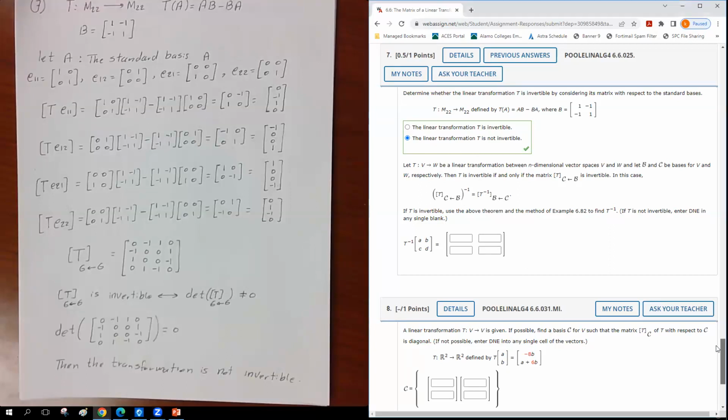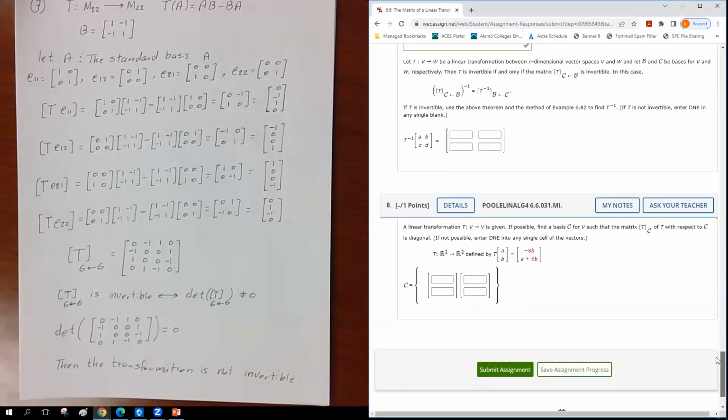The last one, example 8. A linear transformation T from V to V is given. Find the base C for V such that the matrix of T with respect to the base C is diagonal. Diagonal matrix, that means we're going to make a connection with the diagonal matrix, where the diagonal elements are going to be the eigenvalues. So let's check that.